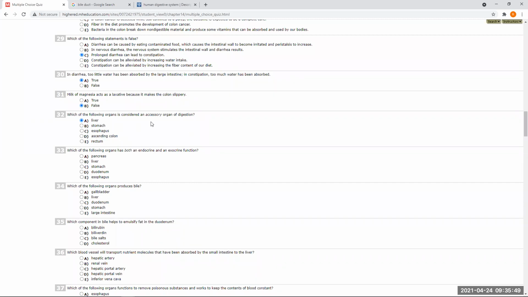All right? So that's why the liver is considered an accessory organ, and it's not direct, because the food doesn't directly pass through it. We good? Yes, sir. All right, let's look at 33.